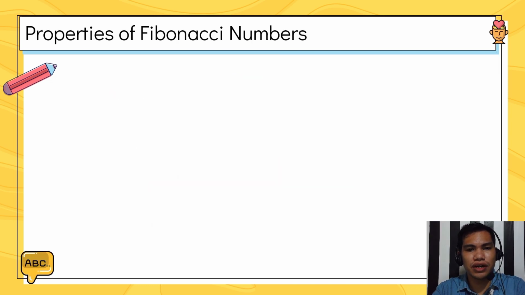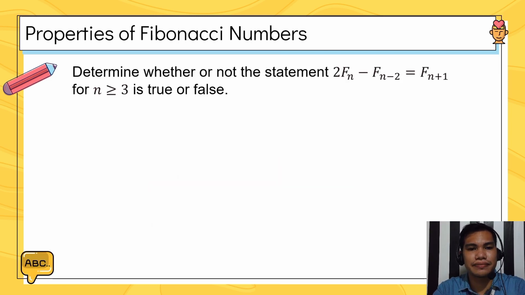Let's talk about now properties of Fibonacci numbers. For example, we are given by the following. Determine whether or not the statement 2 f sub n minus f sub n minus 2 is equal to f sub n plus 1, for n greater than or equal to 3, is true or false. So daw, i-determine lang nato kung kana ba siyang given nga equation, kana nga statement, true or false ba daw na siya. Kana si 2 times f sub n minus f sub n minus 2 is equal to f sub n plus 1. True or false ba daw na siya?